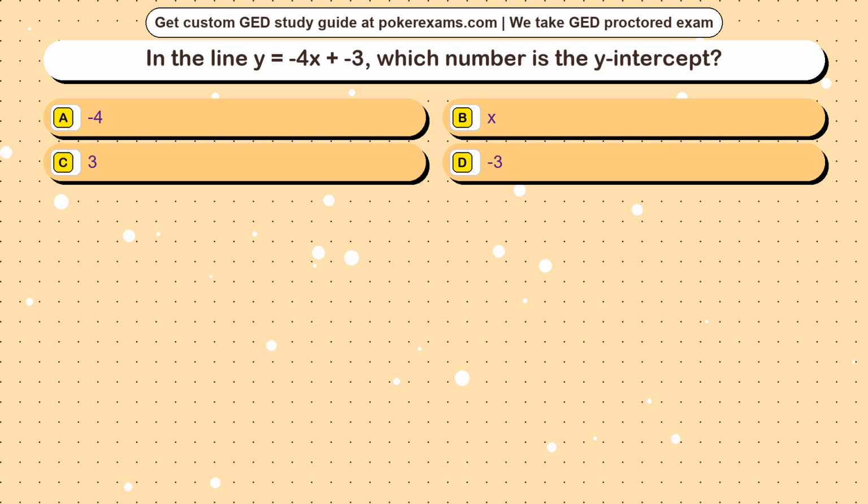Question 4. In the line y equals negative 4x plus negative 3, which number is the y-intercept? Option A, minus 4. Option B, 4x. Option C, 3. Option D, minus 3.